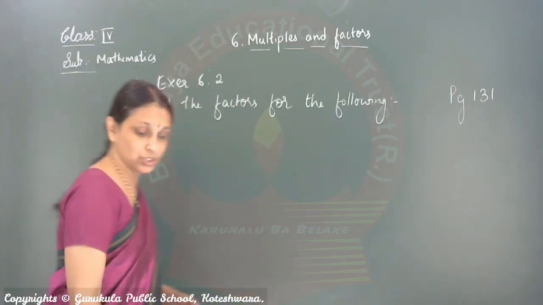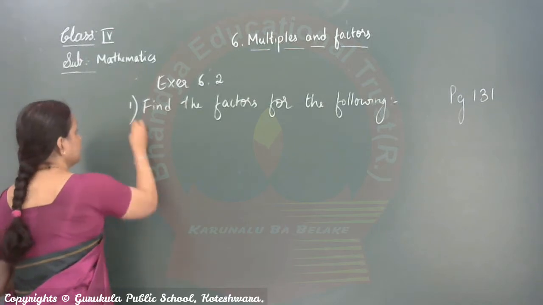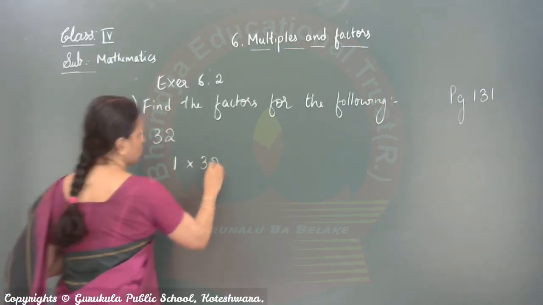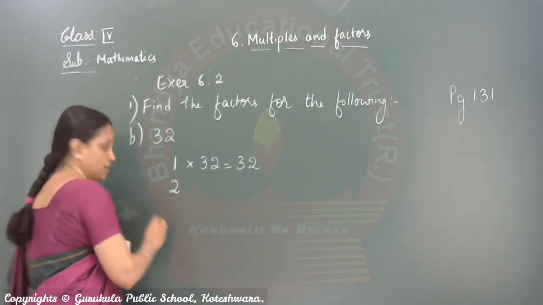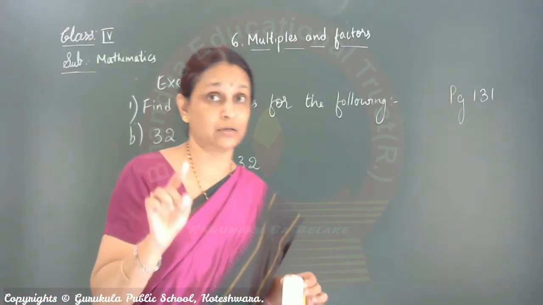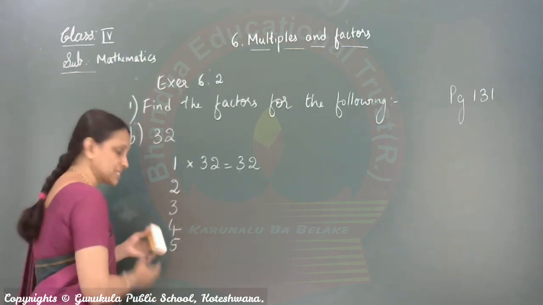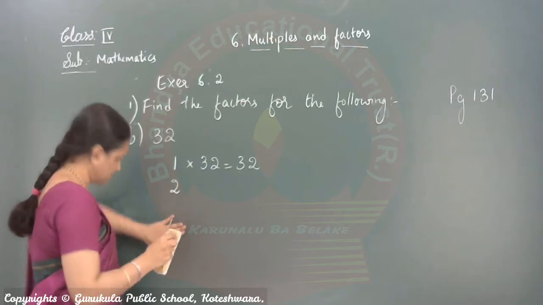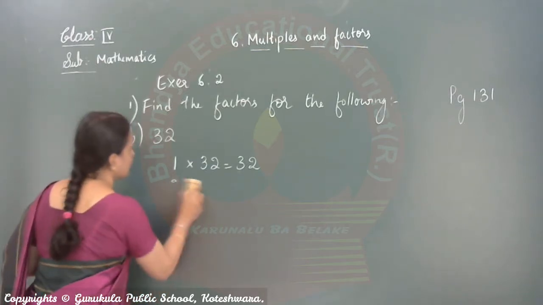Second question is 32. Slowly you have to do. I am giving you a hint. It should be like this, 1 into 32. Then whether it comes in 2 tables, whether it comes in 3 tables, whether it comes in 4 tables, whether it comes in 5 tables, you have to check. If it doesn't come, you remove that. If it doesn't come in 3 ones, don't write. 4 you should write. 5 ones it comes or no. Like that you have to write and check.